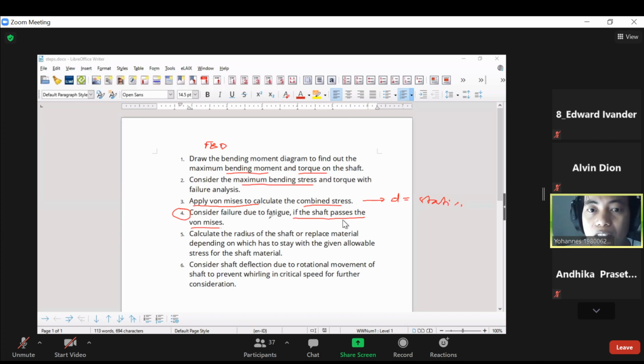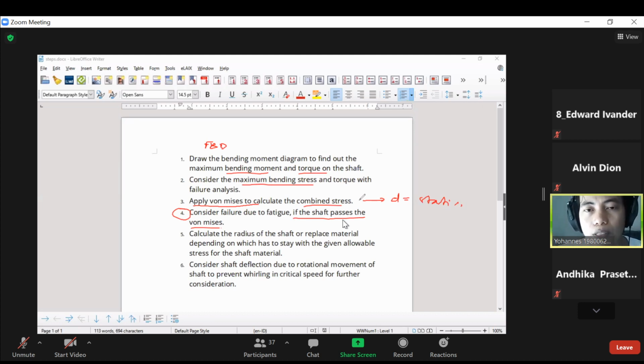But fatigue analysis is required if we have fluctuating load. So it doesn't relate with the static analysis. It is different. We do static analysis if the external load is constant along the time. It's constant with time, doesn't change. But if loading changes with time, then we have to apply the fatigue failure.